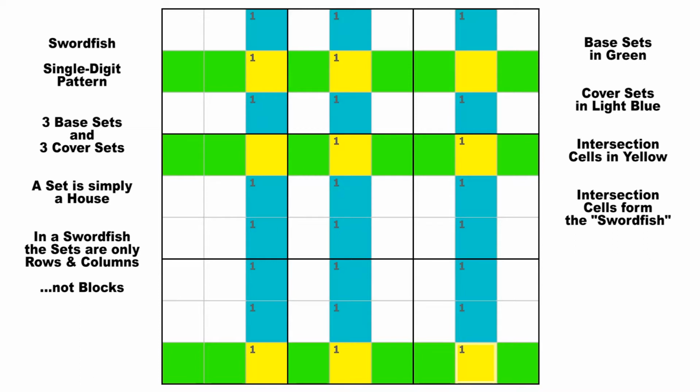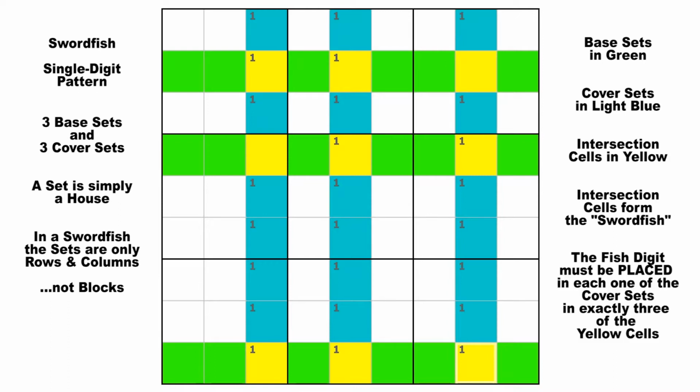Now because of this pattern, we know that exactly three of the base candidates will be the solutions to exactly three of the intersection cells, which are the yellow cells in this diagram, even though we don't know which. It could be like this, or it could be like this. It could be any number of ways. But we know that exactly three base candidates will be the solutions to exactly three of the intersection cells.